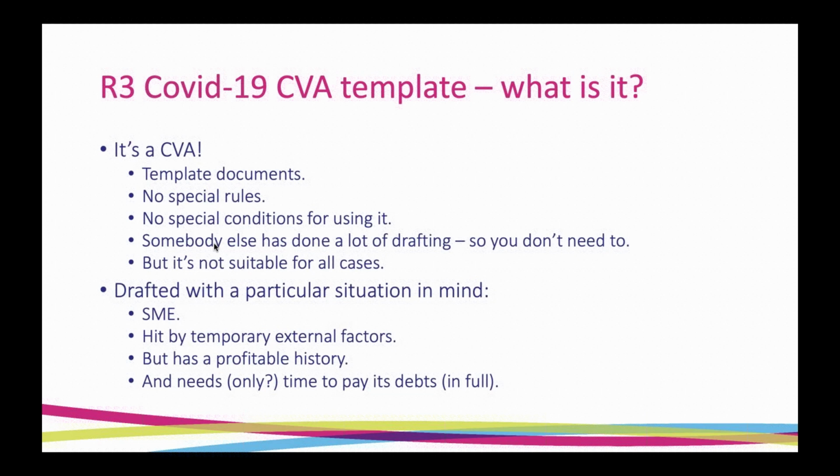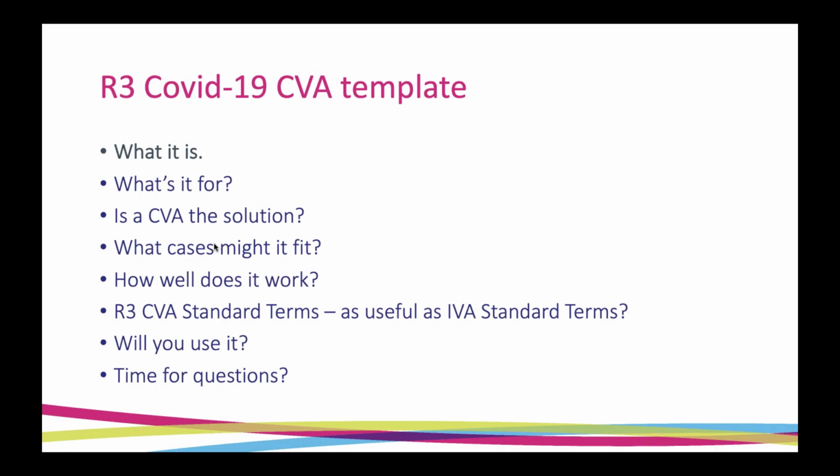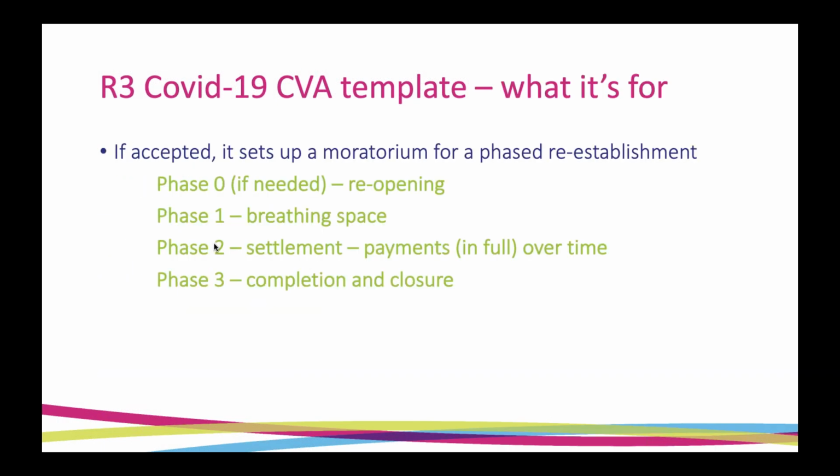It has been drafted with a particular situation in mind, and what those who compiled it had in mind is an owner-managed business hit by temporary external factors. Now, the genesis of the template really goes back to April, May last year, when businesses were first going into lockdown. The paradigm business that it is designed for has a profitable history behind it, and needs probably only time to get itself back on its feet, at the end of which it should be able to pay its debts in full. So that's the sort of case that it's designed for.